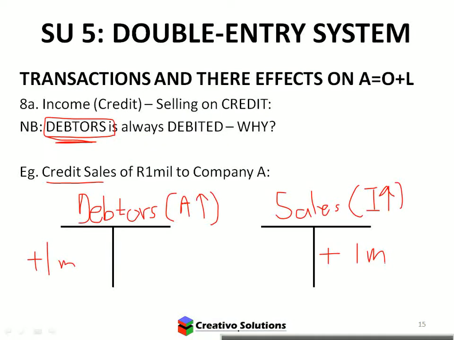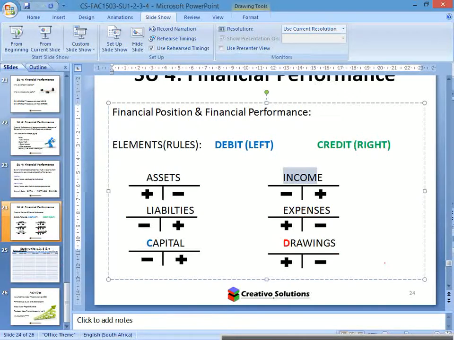You can have two negatives. So the sign is not important. Okay, so ignore the sign. The sign is just application of the rules. That's all it is. There is only one debit and only one credit.